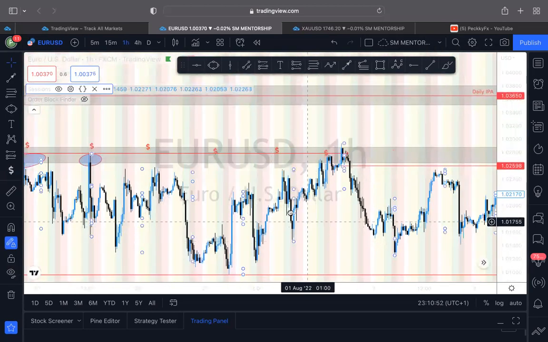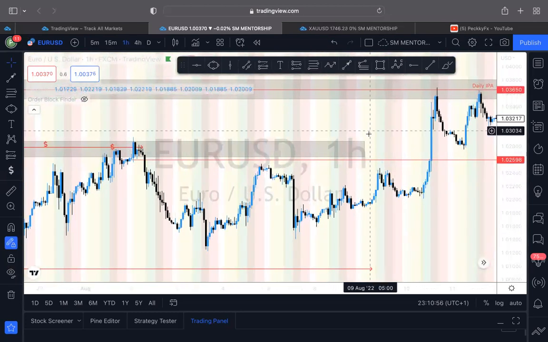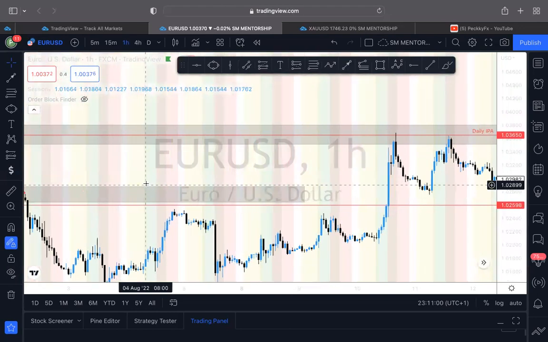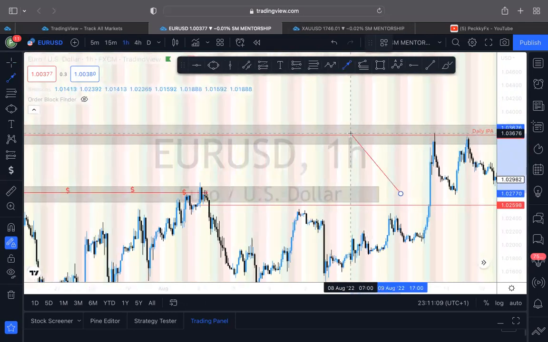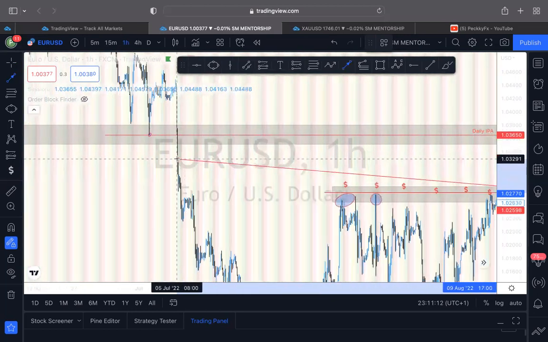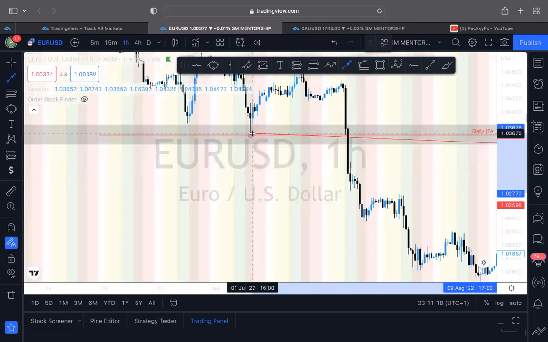Then what happened? We had the run to the top side. Now, watch out how the session time aligns. When did price come back to this point? The same time, overlap. When did this break occur? This break occurred during that same time, that same overlap session.